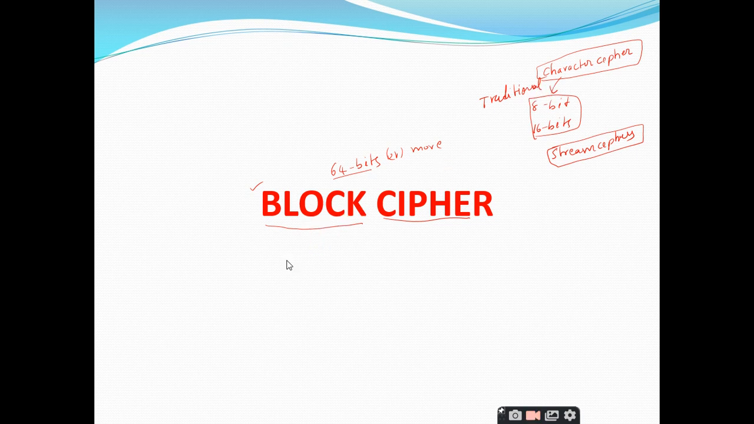That means we are going to combine a larger number of bits to form a block, and we will take this entire block and convert it into another format. That is the difference between the block cipher and the character cipher. In the character cipher, you take each and every character and convert it into ciphertext. But in the block cipher, you take a block of bits, around 64 bits or more, and the entire block is converted into a cipher. This is the technique we use in modern day block ciphers. Is it clear up to this point?